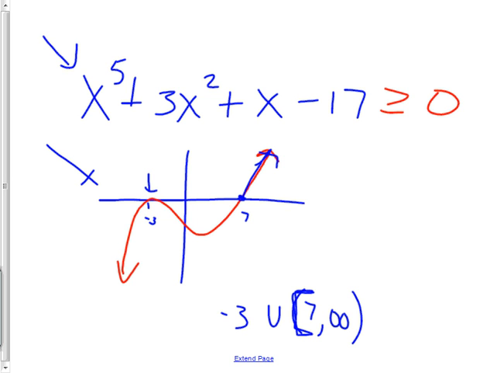I was just saying if you graphed this with your calculator and it looked like that, then your answer would be this. But I have no idea what that looks like. You have to graph it yourself.